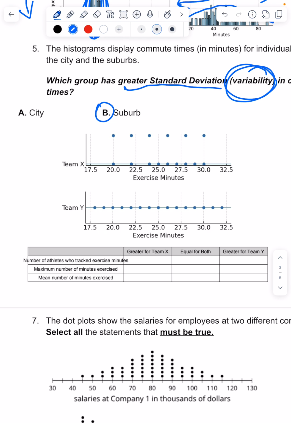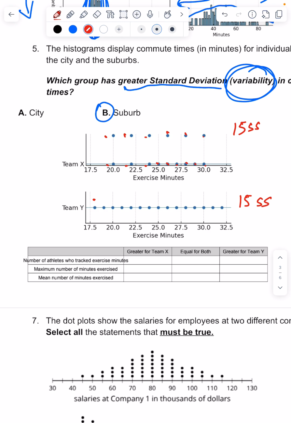So in this case, the number of athletes who track the exercise minutes. How do I know how many students there were, how many athletes? Well, every single one of these dots represents a student, right? So 1, 2, 3, 4, 5, 6, 7, 8, 9, 10, 11, 12, 13, 14, 15. So this one had 15 students. And this one also has 15 students. If you don't believe me, count them.